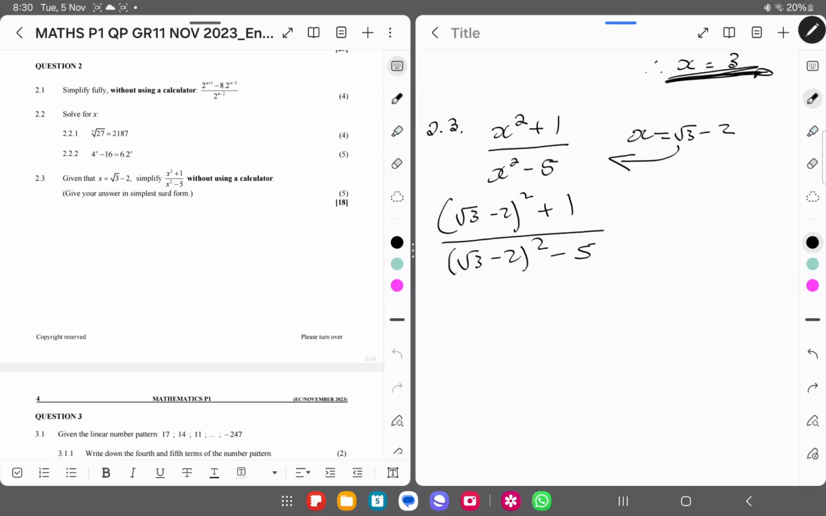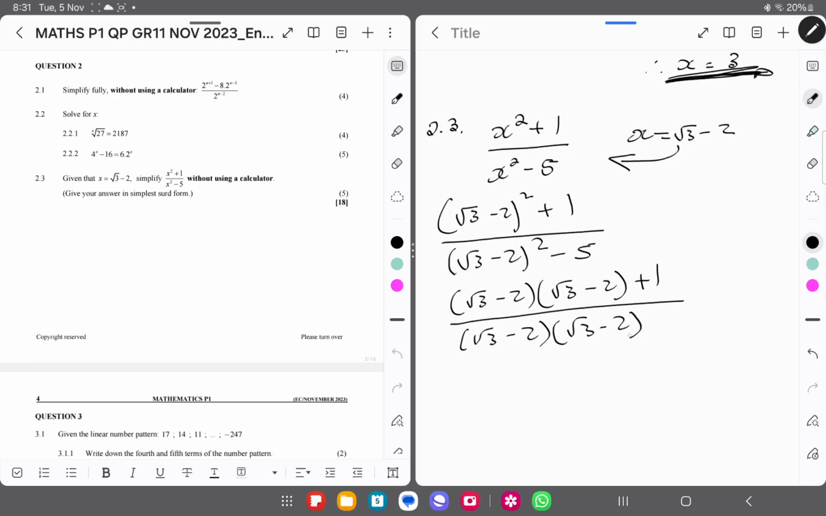the brackets out. Because of this plus and minus, if this was multiplication, then I would cancel the 2. But since it's not, we have to work it out. So this will be the root of 3 minus 2, the root of 3 minus 2, plus 1 over the root of 3 minus 2, the root of 3 minus 2, minus 5. Remember they said without the use of a calculator.